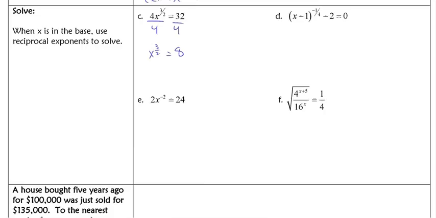Now here's where we're going to be putting each side to a specific exponent. So think of it as if we were to just square both sides. We're used to doing that. We're just going to use something different than 2. We're going to put both sides to the 2/3 power, the reciprocal of the exponent that's on x.